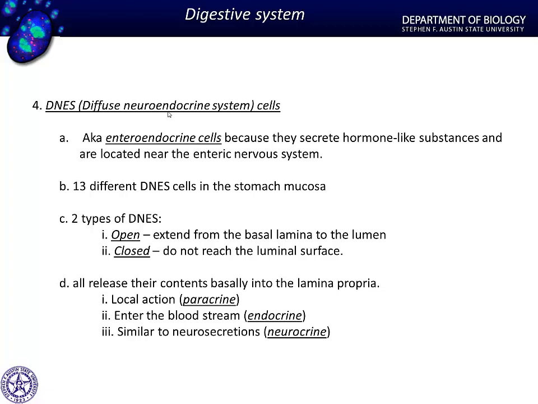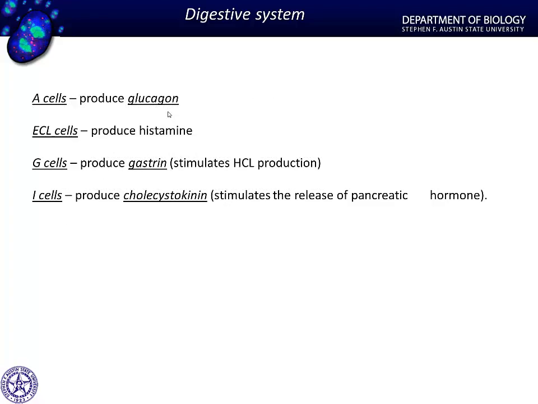Now, the way they produce and secrete their materials can be paracrine, a local type reaction, or endocrine in nature, because they're close to the lamina propria where there are a lot of blood vessels, and those secretions are picked up by the bloodstream. Or sometimes, here's a new one, since their secretions are similar to neurotransmitters, sometimes they're referred to as neurocrine. That's one you won't hear quite as often.